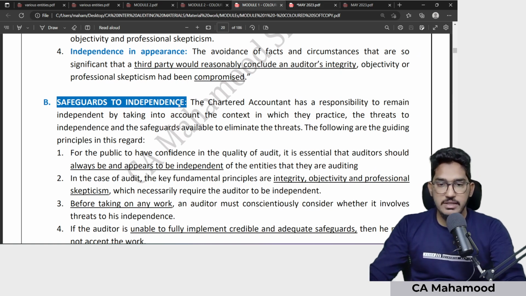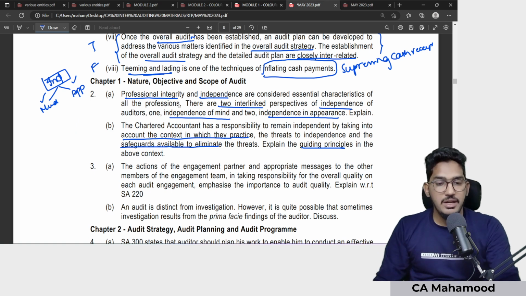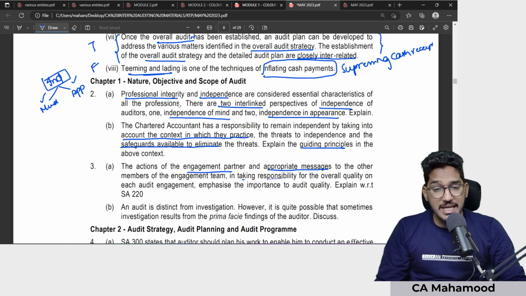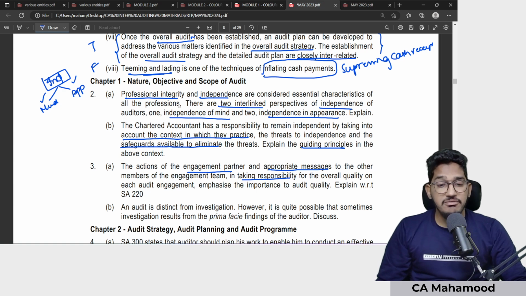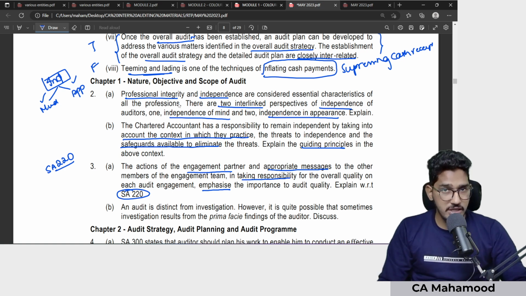Next one. Now let us come back to the RTP. Next question. The actions of the engagement partner and appropriate messages to other members of the engagement team in taking responsibility for overall quality on each audit engagement emphasize the importance of audit quality. Explain with reference to SA 220. As we have seen in this chapter, Standards on Auditing, SA 220, Quality Control for an Audit of Financial Statements.